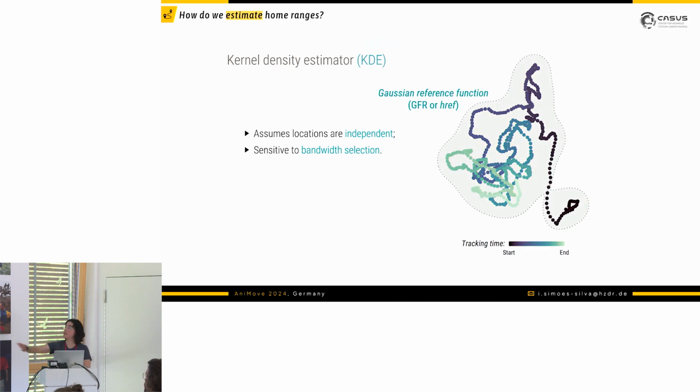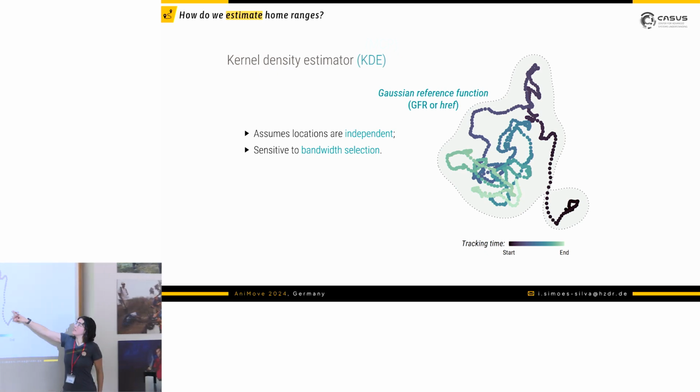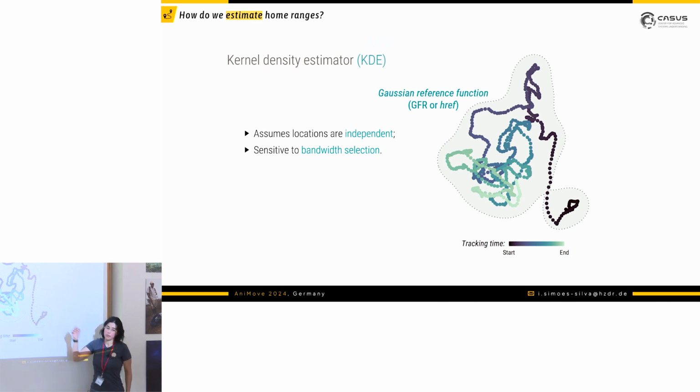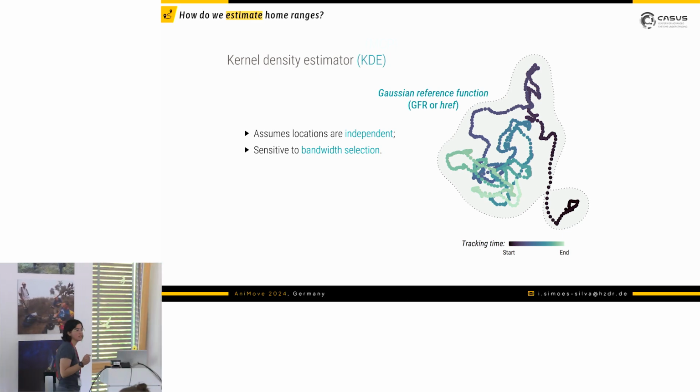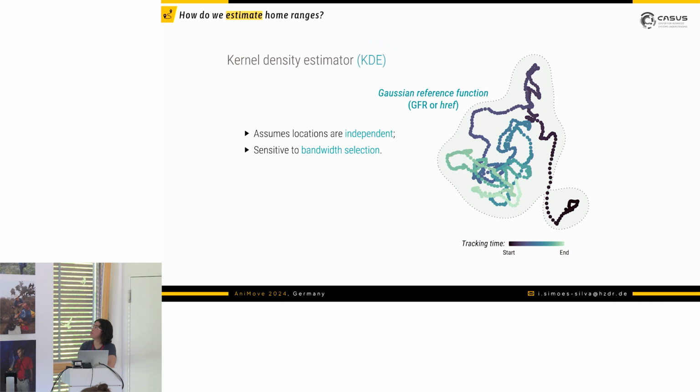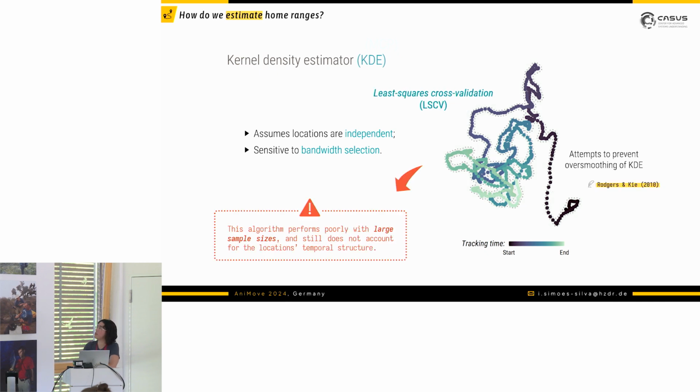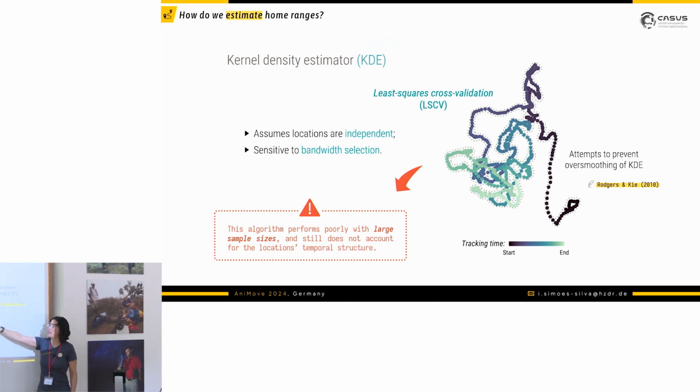In the literature, typically you see this Gaussian reference function, GFR or href, and it makes it look a little bit like this, a bit of over-smoothing, but sometimes has issues, as you can see here with this area when the animal goes a bit outside. But it tends to over-smooth a little bit more than some of the other ones like the LSCV, which is the one that basically tightly conforms to the locations, right?